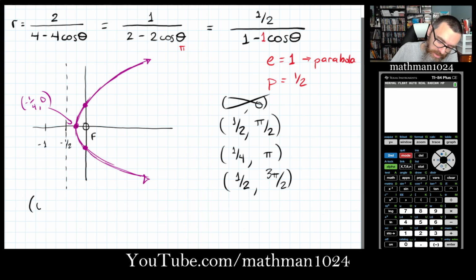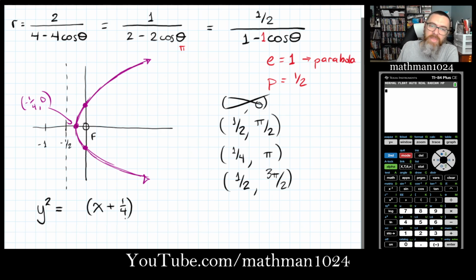So we'd start by saying y, hold on. The y is going to be perfectly fine staying as y squared. It's the x part that's going to be x plus 1/4. And then it would be times 4a. So that would just be the difference between the vertex and the focus. So it would be 1/4 times 4, which is just going to be 1. So yeah, this would be the equation: y squared equals x plus 1/4.